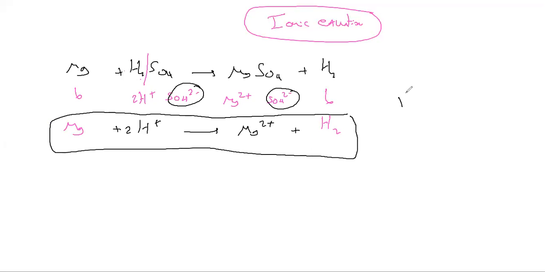This is the ionic equation. Again, for the ionic equation, any element or molecule stays the same: Mg or H2. H2SO4 becomes 2H positive plus SO4 negative 2. MgSO4 becomes Mg 2 positive plus SO4 negative 2. From where do I get 2 positive and negative 2?